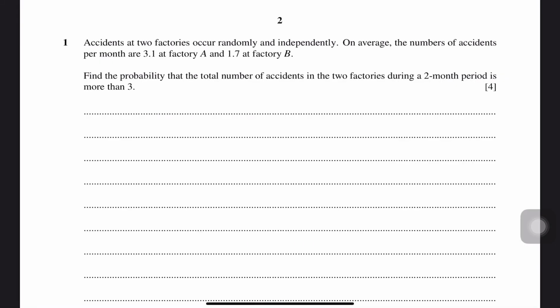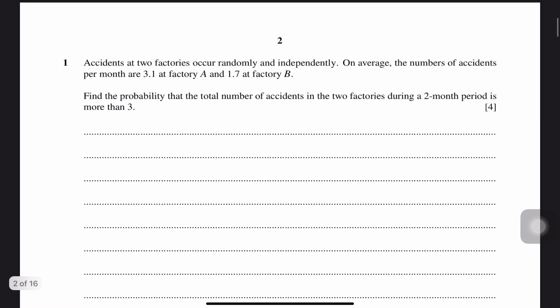It says accidents at two factories occur randomly and independently. On average, the number of accidents per month is 3.1 at factory A. So this looks like a question from Poisson distribution. And it says find the probability that the total number of accidents in the two factories during a 2-month period is more than 3.